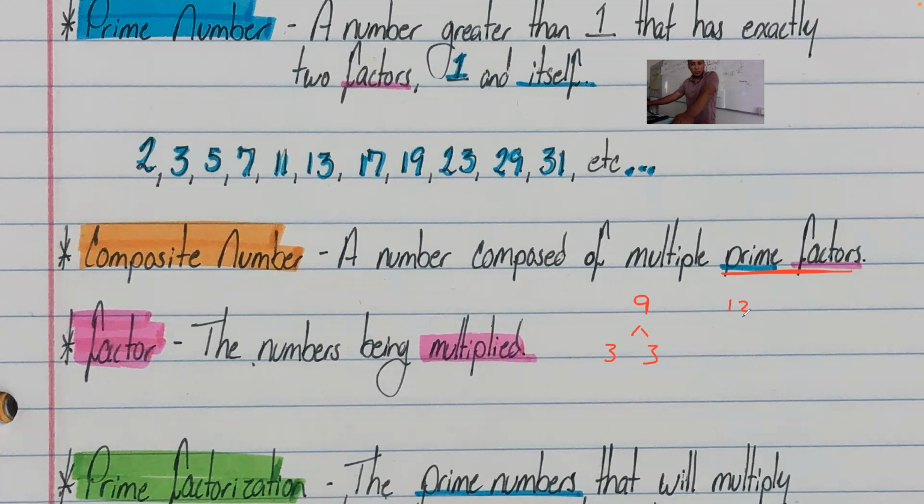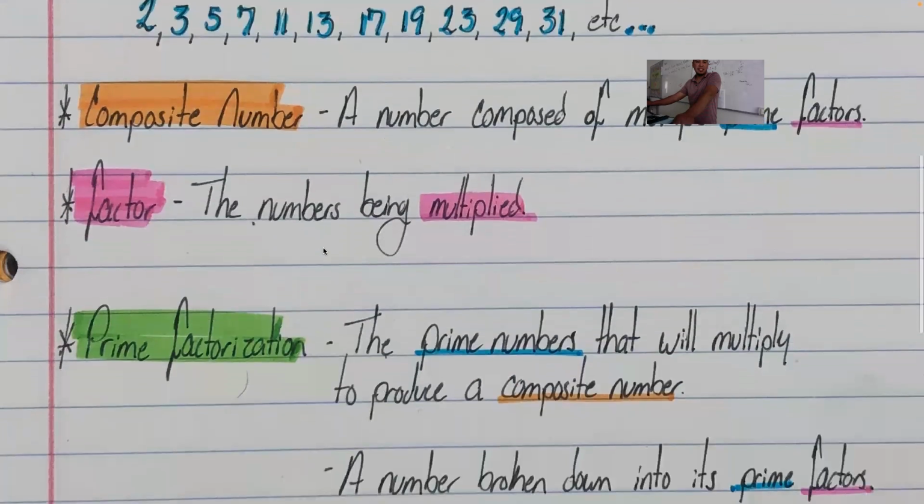The number 12. 12 is 6 times 2. Some of you will say, well, 2 is a prime number, but 6 is not. Well, 6 can be split into 3 times 2, meaning that 12 is the same thing as 3 times 2 times 2. It's made up of these 3 numbers being multiplied together. 3 times 2 is 6, 6 times 2 is 12, or 2 times 2 is 4, 4 times 3 is 12. So again, a composite number is composed of multiple prime factors.